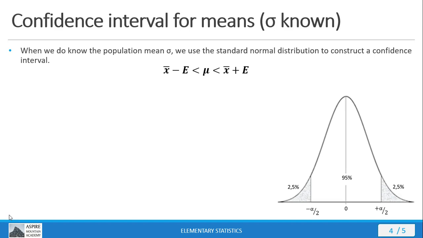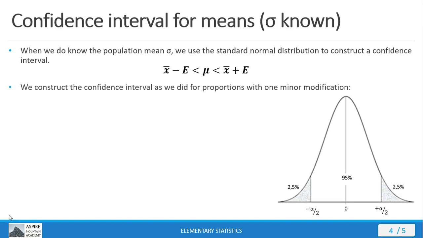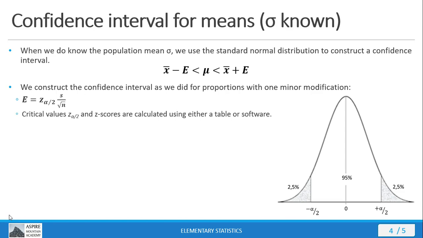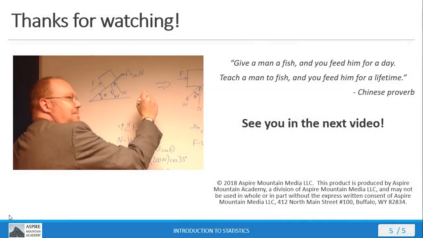Again, our confidence interval is going to take a similar format to what we saw previously. The minor modification that we have in this instance is that, again, our slightly different equation there for margin of error. Instead of a t-score, we've got a z-score. The critical values, as we've seen previously, can be calculated either with a table or software.